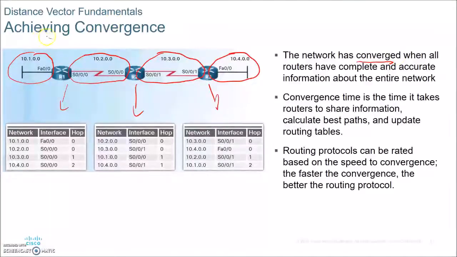We use the term convergence, achieving convergence, when all the routers have complete and accurate information of the entire network. Convergence is the time it takes for the routers to share information. Obviously, the less the convergence time, the better, because it takes less time to converge. So routing protocols will be rated based on the speed of convergence, how fast it converges. The faster it is, the better the routing protocol.